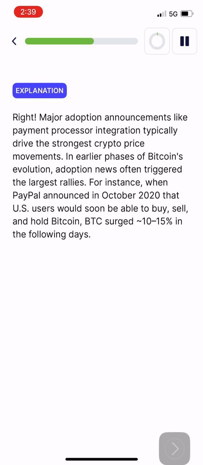Right. Major adoption announcements, such as integration with a payment processor, often drive the strongest price movements in cryptocurrency. In earlier phases of Bitcoin's evolution, adoption news frequently triggered the largest rallies. For example, when PayPal announced in October 2020 that users in the United States would soon be able to buy, sell, and hold Bitcoin, the price of Bitcoin surged by approximately 10 to 15% in the following days.